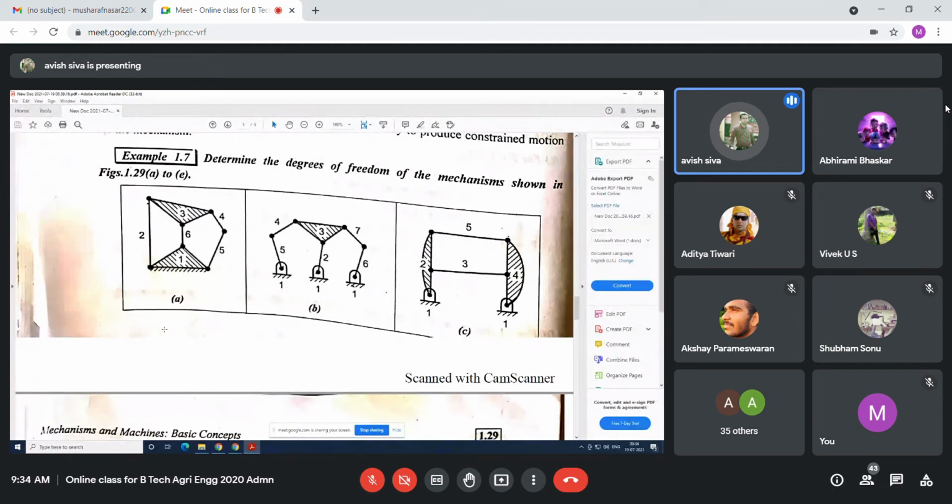Then other links are there. So total number of links will be 6. Total number of links.